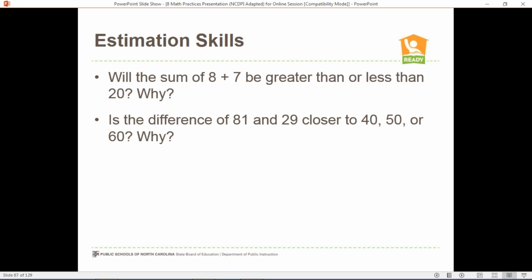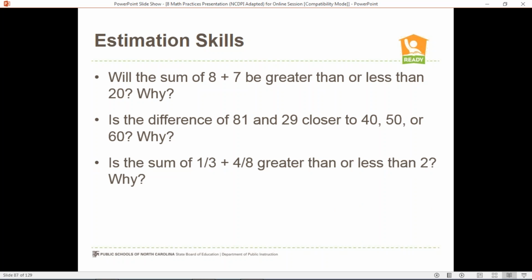Is the difference of 81 and 29 closer to 40, 50, or 60? So again, we're forcing that discussion with kids of now we've closed the gap on precision a little bit more. Is the sum of a third and 4/8 greater than or less than 2?